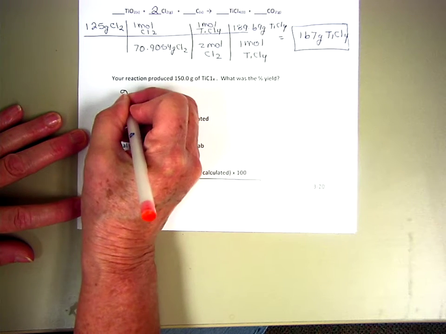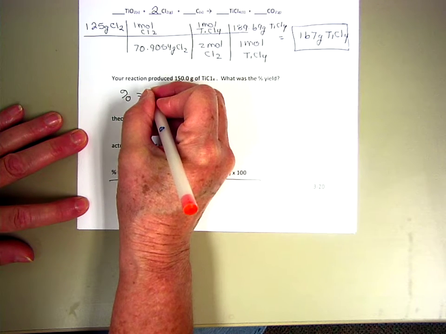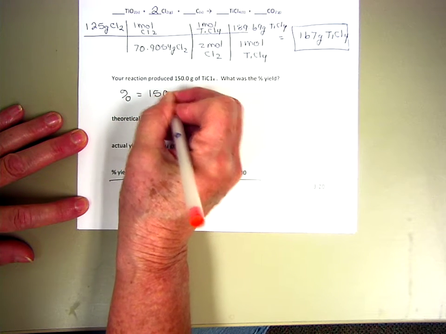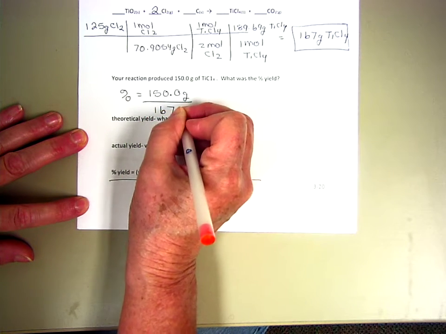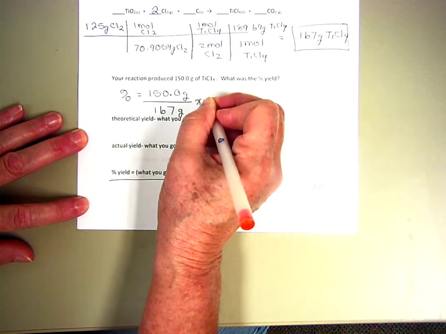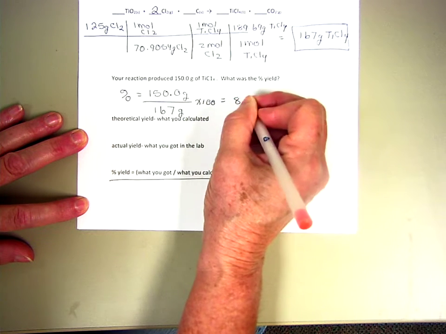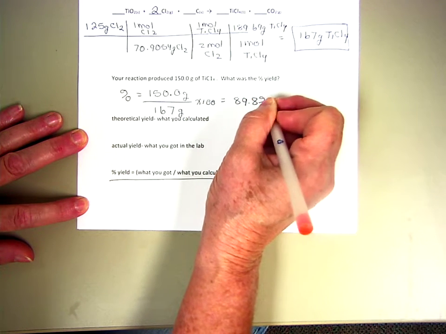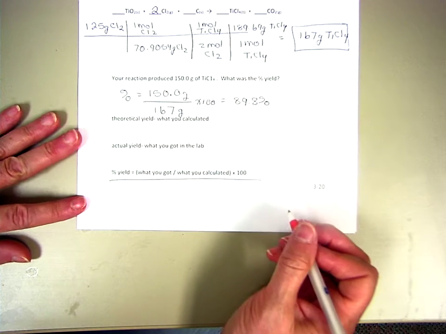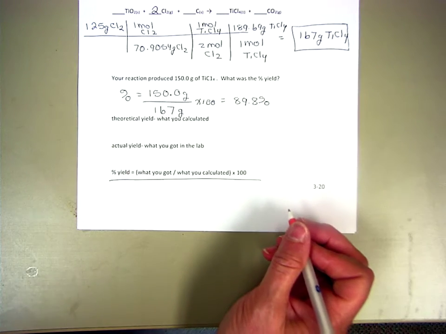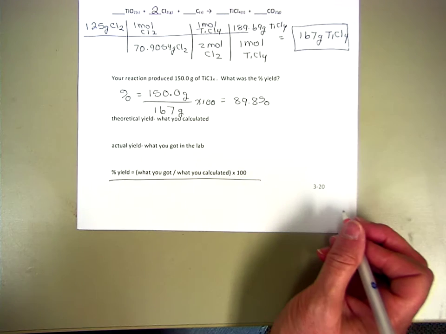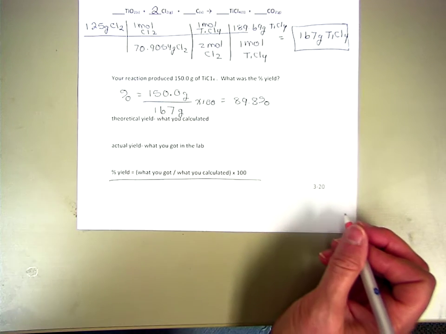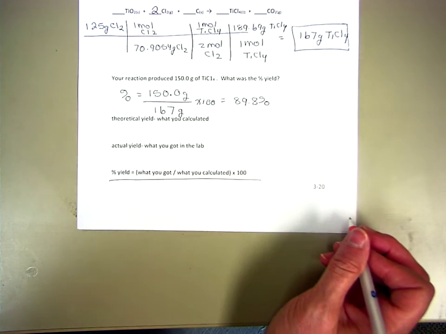So my percent yield is my actual 150.0 grams divided by my theoretical 167 grams times 100, and that's 89.8%. So you see that you don't always get 100%. Most of the time we don't, because things go wrong when we're trying to do some chemistry. Maybe there's a side reaction, maybe you spilled some on the bench.